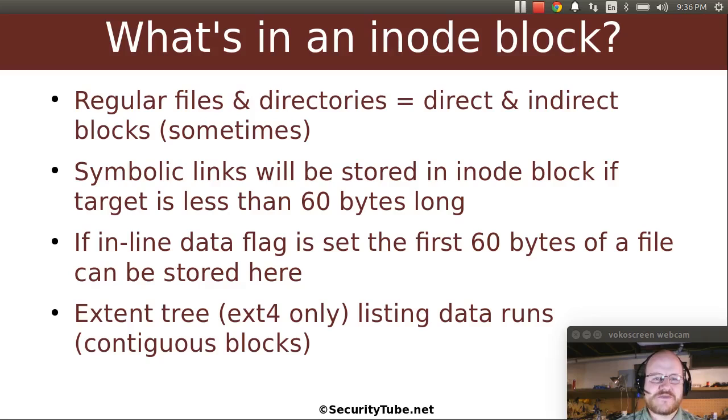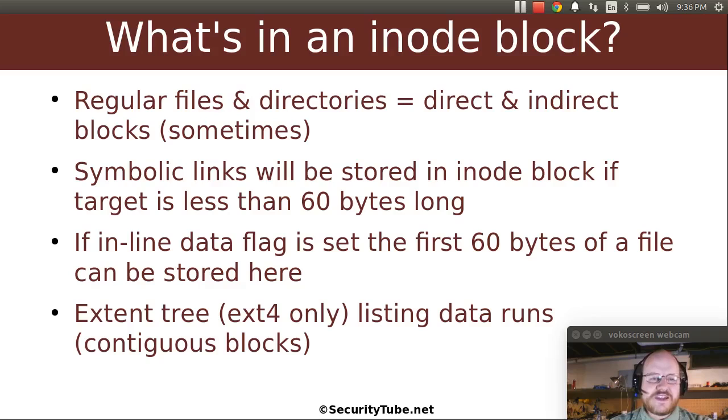So what's in there? Well, if it's a regular file or a directory, you will have direct and indirect blocks sometimes. The most generic case, that's what you have, but we'll see you can have other things in there as well. Now, if you have a symbolic link and it is not very long, if you can store it in the 60 bytes, it's stored right in that spot. That way you never have to leave the inode for a symlink.